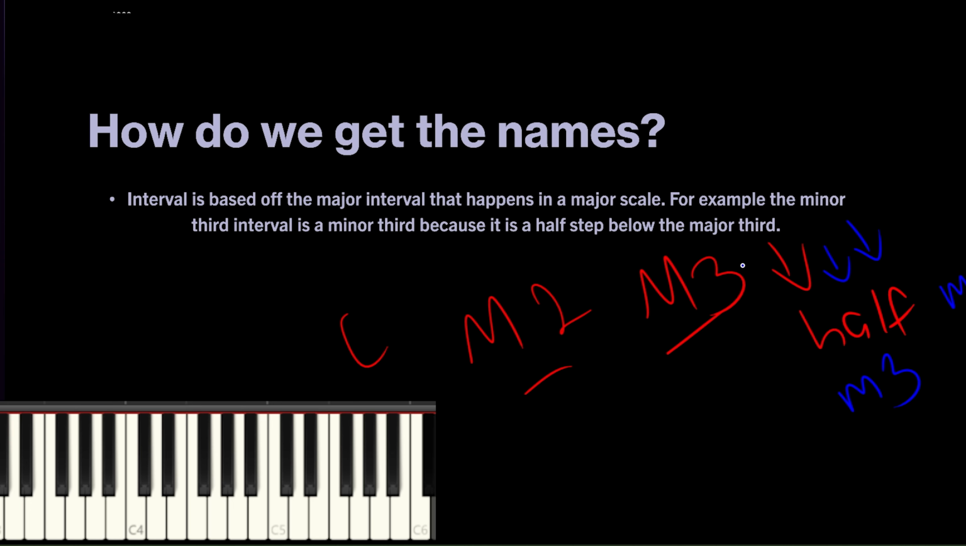If we needed a diminished, we would go two down and get a diminished third. And if we needed an augmented, we would go one up and get an augmented third. Those notes would be: a minor third would be E flat, a diminished third would be D, and an augmented third would be F. So it's just basically how we get the names.